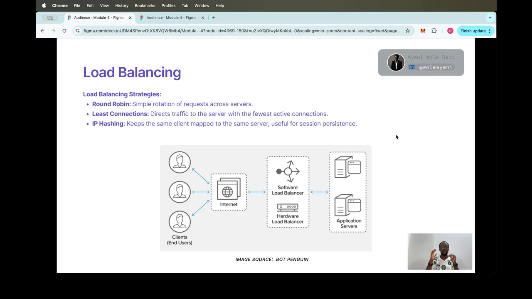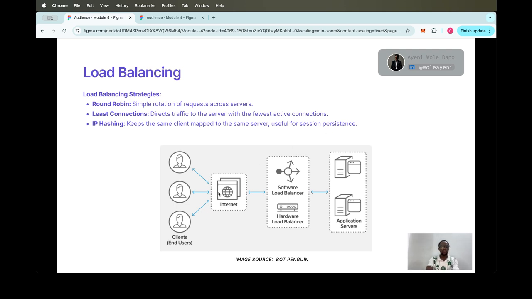Thirdly, we have IP hashing. This is where certain clients, certain APIs or certain customers are mapped to a certain application server. However, this has its own downtime. It means when that server is not available, the customer is not able to access the application. But people also use this as a strategy. It ensures consistency. And this is where you also have certain information being cached in certain application servers.